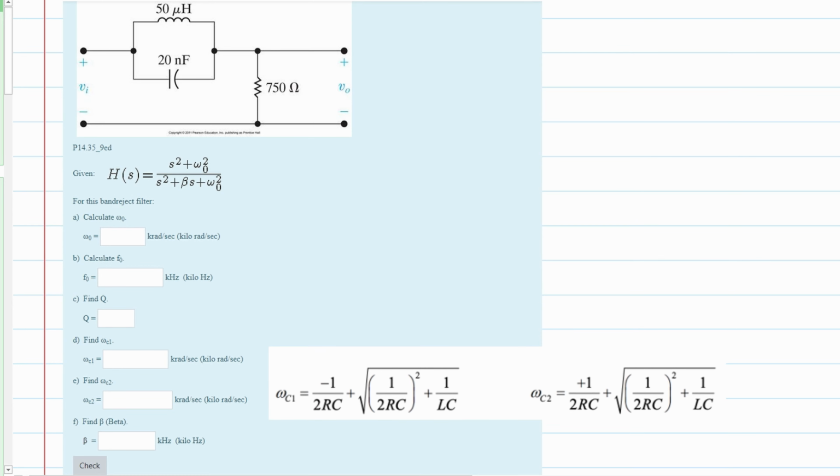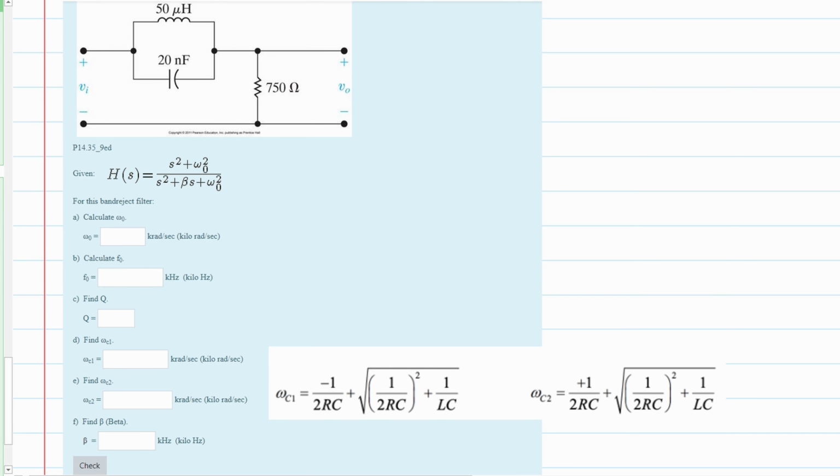So to find these things, we have our circuit diagram here. Now we're given the H of S form of this, so we don't need to do the voltage divider and all that stuff, but it is important to note that we would do voltage divider to actually get to this point.